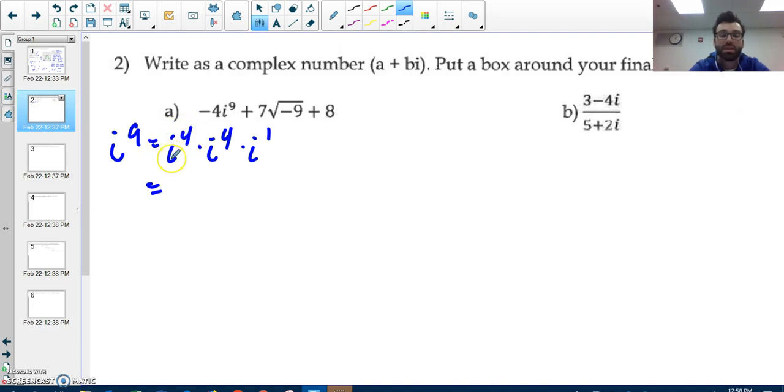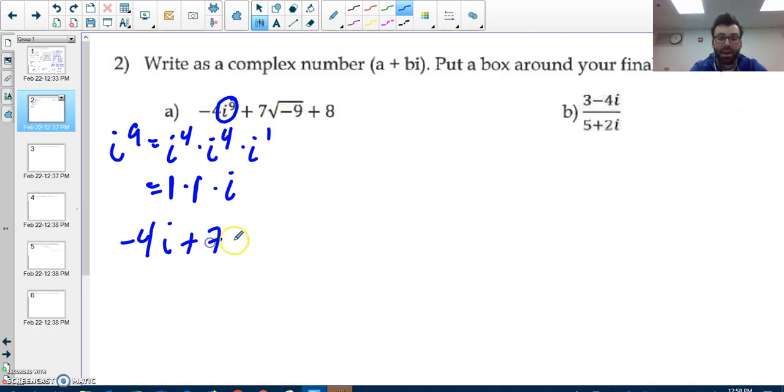Why do I do this? Because I know that i to the fourth is just 1, times 1, and I just leave that as i. Anytime you see i to the ninth, i to the 11th, think about how many times 4 goes into that number, and write it out, or you can think about it in your head as well. Because this i to the ninth is really negative 4i, because I have i to the fourth twice, which is just 1, so that changes the i. This 7, plus 7 times the square root of negative 9.